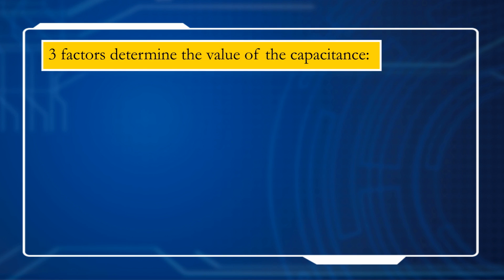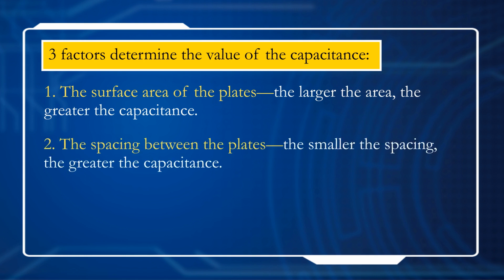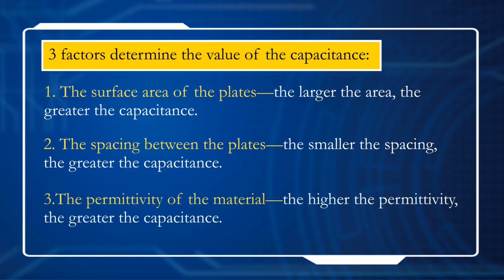There are three factors that determine the value of the capacitance. The first one is the surface area of the plates. The larger the area, the greater the capacitance. The second factor is the spacing between the plates. The smaller the spacing, the greater the capacitance. And the third factor is the permittivity of the material. The higher the permittivity, the greater the capacitance.